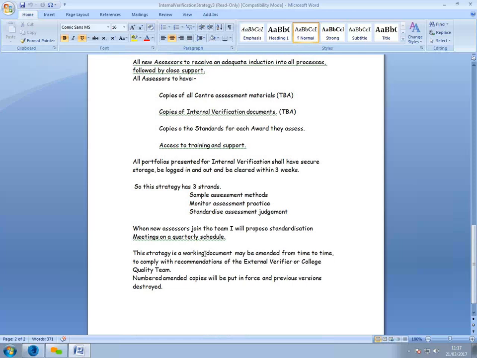And again, this should be on the end of any strategy, because no strategy lasts forever. Things change, people change, circumstances change. So this strategy is a working document and may be amended from time to time to comply with recommendations from the external verifier or college quality team. Numbered and amended copies must be put in force and previous versions destroyed. Now that is very important.